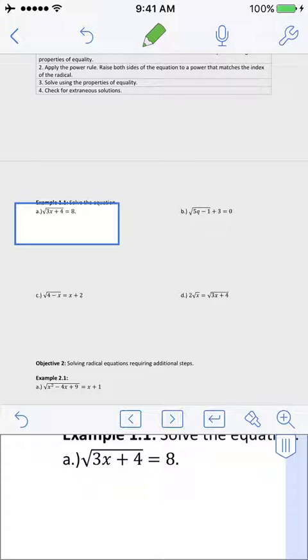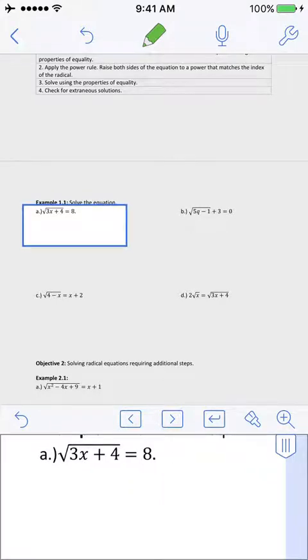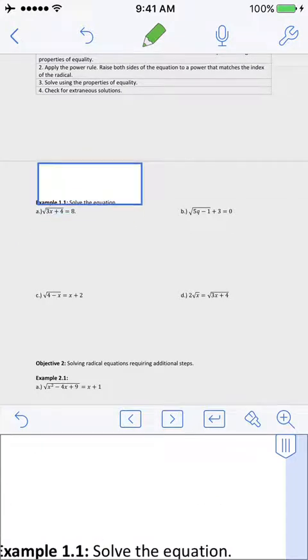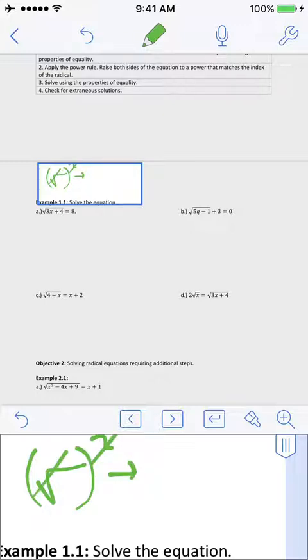Alright. I have the square root of this whole thing, 3x plus 4, is equal to 8. I'm going to start with the power rule of equality, which says I can take the square of both sides. I can take any power to both sides and not change the equality. So remember our nth power rule? If I have the square root squared, that goes away. They cancel, right? That's the nth power rule.